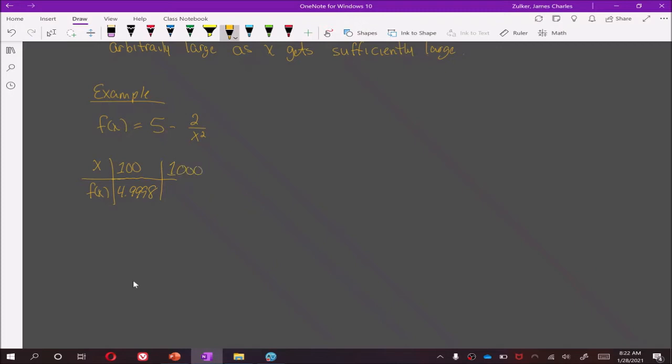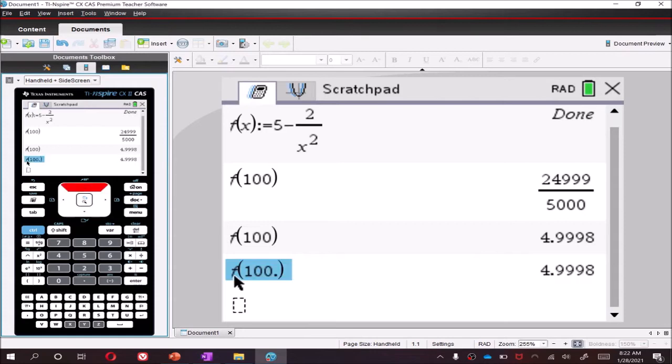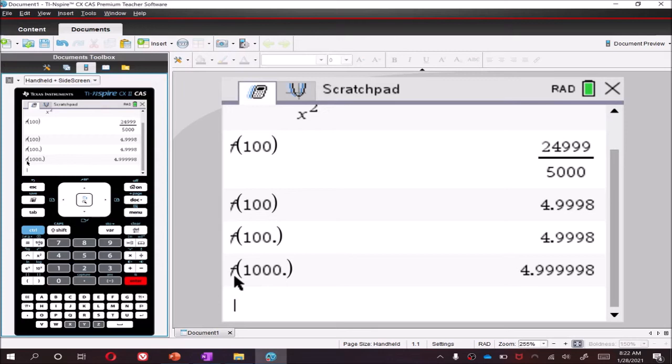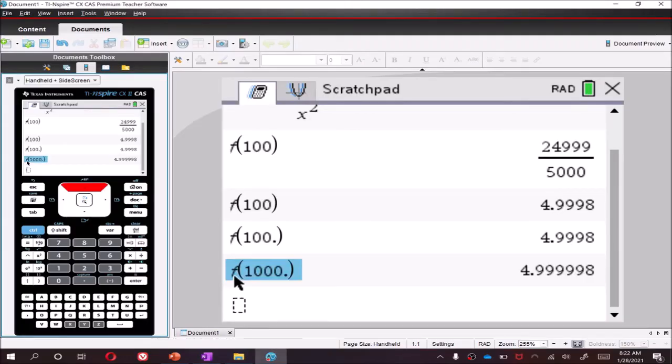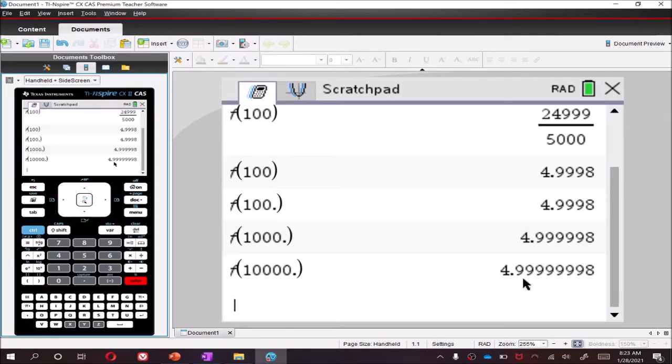All right, let's now move on to 1,000. So let's add an extra 0. 4.999998. How many nines is that? It's 5 nines. And let's do one more. Let's look at 10,000. And so again, basically all we're doing is adding an extra 0. Now there's 7 nines.